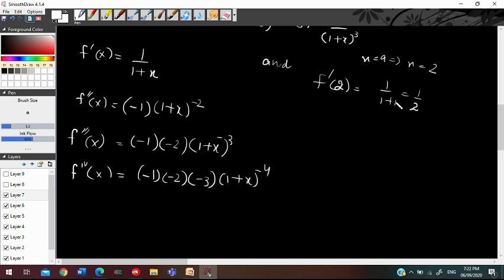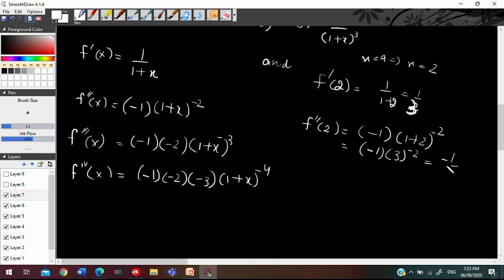No, not 1 by 2, 1 by 3. The first derivative is equal to 1 by 3. Now the second derivative at point 2 is equal to minus 1 into (1 + 2) to the power minus 2, which means minus 1 into 3 to the power minus 2, that is minus 1 by 9.